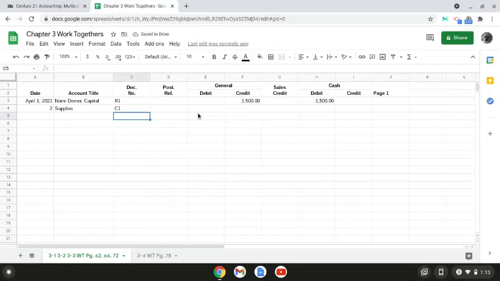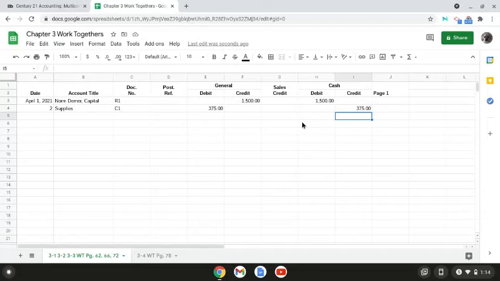Now we have to determine what account gets debited and what account gets credited. The transaction read that we paid cash for supplies and the amount was $375. Anytime that we pay cash for something, that means that our cash account is going down or being decreased. So for this transaction, we are going to debit supplies for $375, and then we're going to credit cash for the same amount.